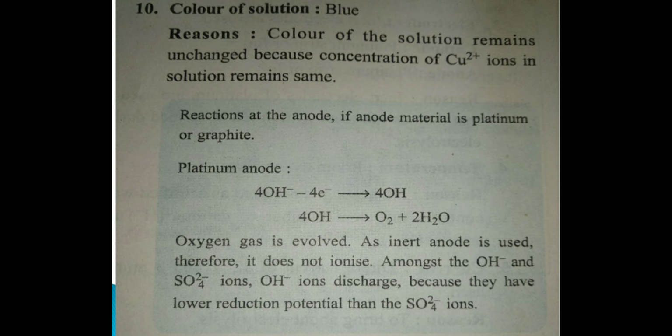Reactions at anode if the anode material is platinum or graphite, that is, inert electrodes. Platinum anode: 4 OH minus ions minus 4 electrons gives 4 OH. 4 such OH give oxygen plus water. Oxygen gas is evolved as an inert anode is used. Therefore, it does not ionize. Amongst the hydroxyl and sulphate ions, hydroxyl ions discharge because they have lower reduction potential than the sulphate ions.